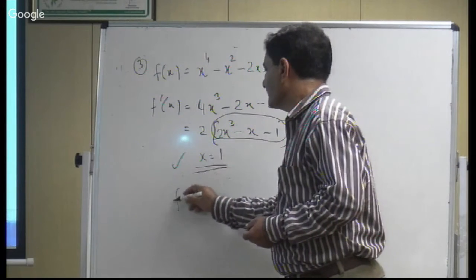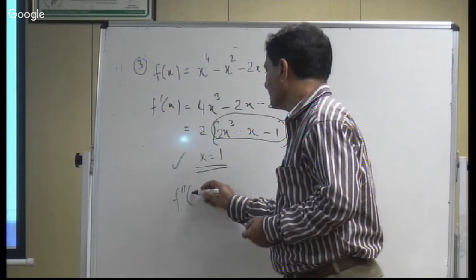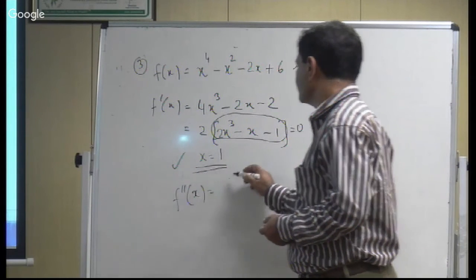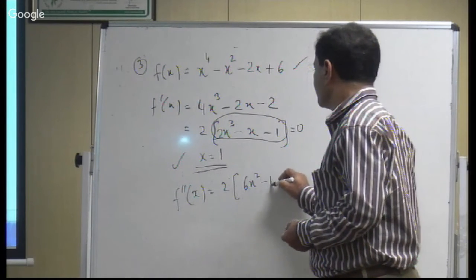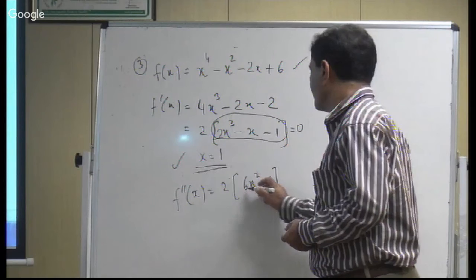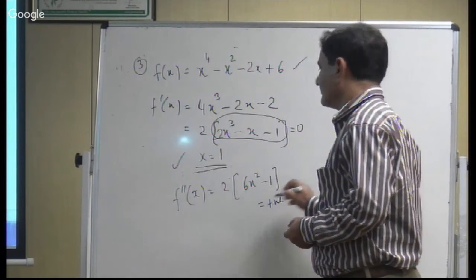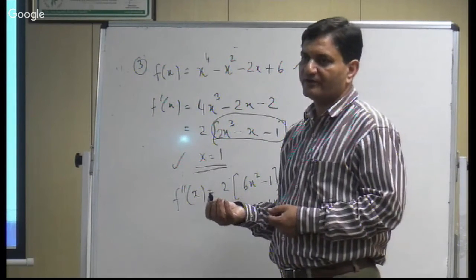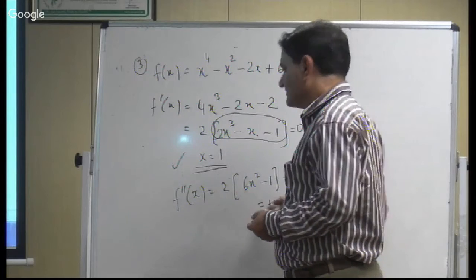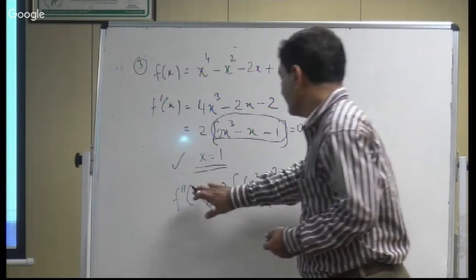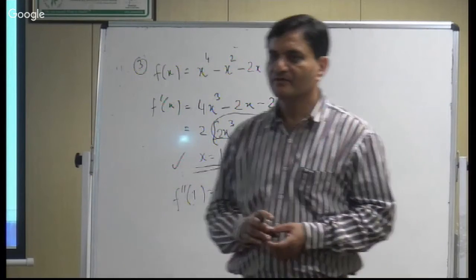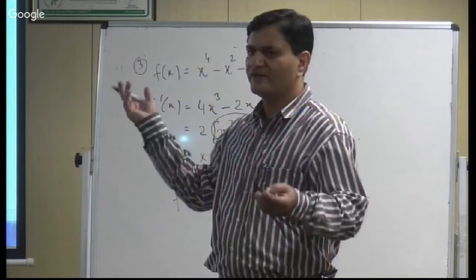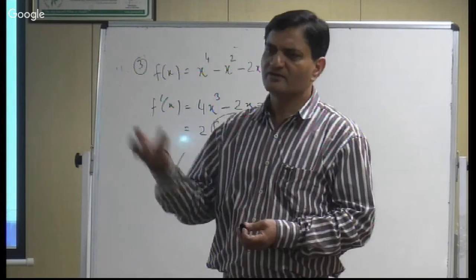You find the second derivative first. What is the second derivative? 12x square minus 2. So if you substitute 1 here, this is positive. So this is a turning point. And since it is a positive second derivative, at x equal to 1 is the point of global minima. Global minima, because in the whole interval, the local minima is also the global minima.